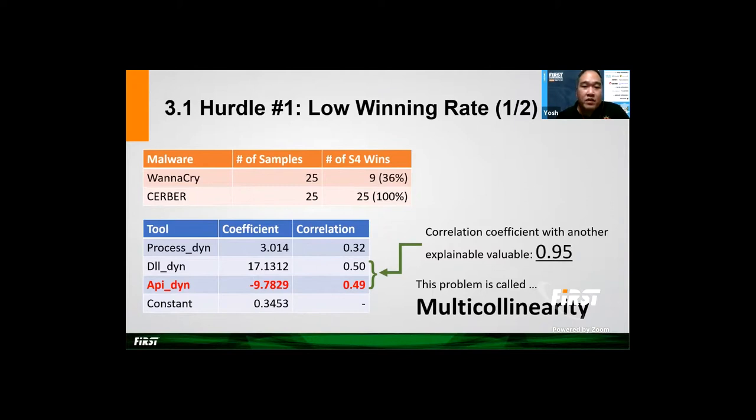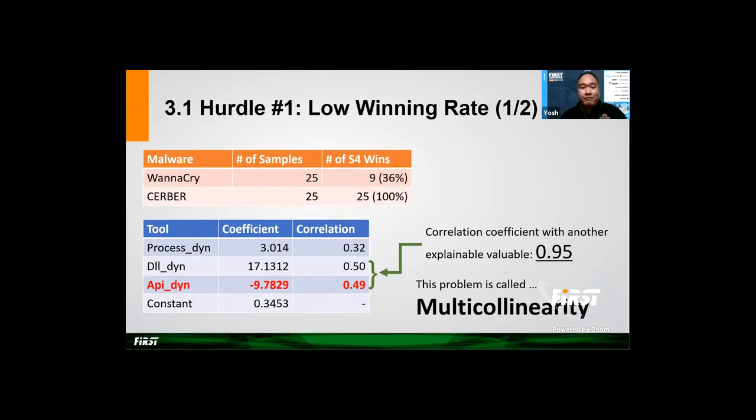The red text on the screen shows that the coefficient of one source is a negative number. This means that the higher the score, the more different the family. We examine the correlation value between the target variable and the explanatory variable of the tool. Correlation value is an indicator of how much these two variables are related. The correlation value is 0.49, a positive number, which means that as one increases, the other also tends to increase.